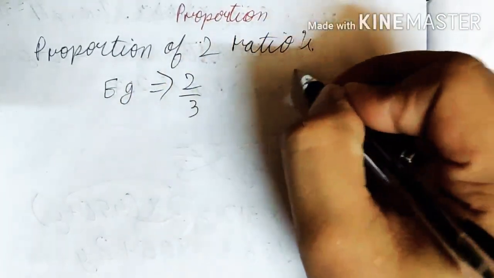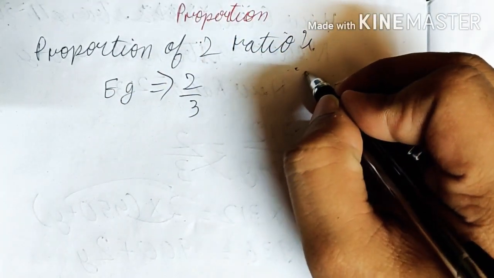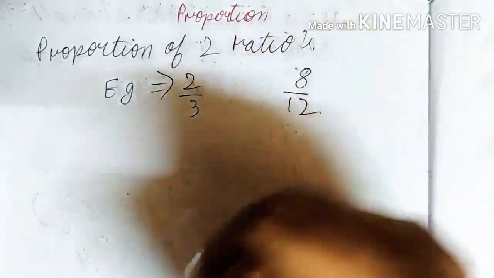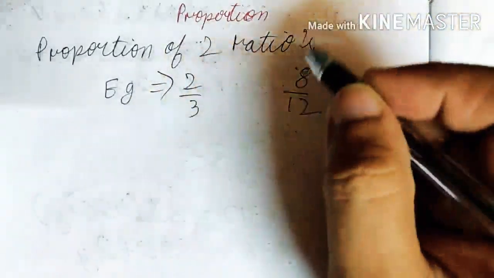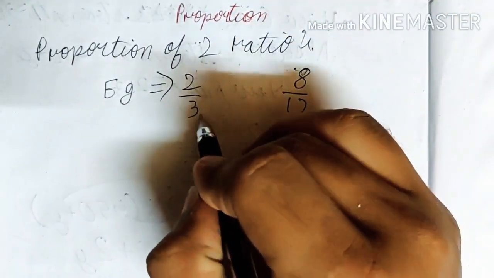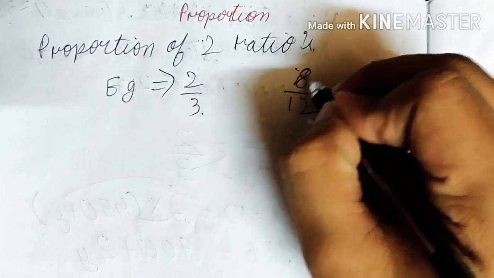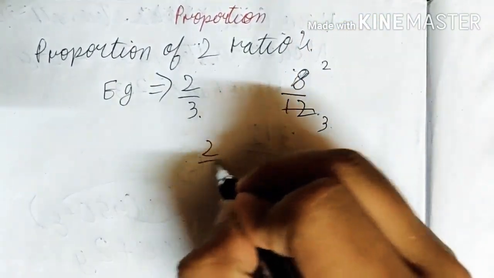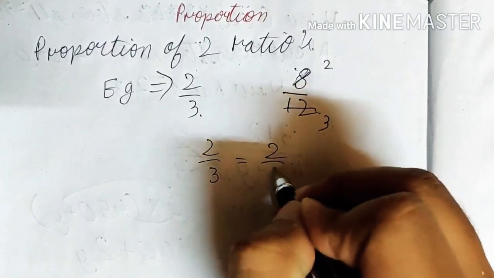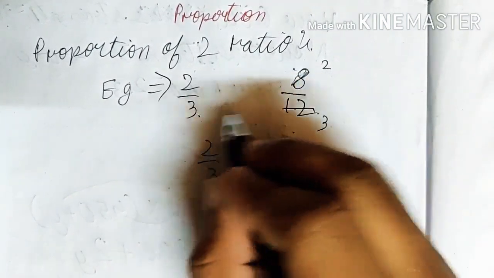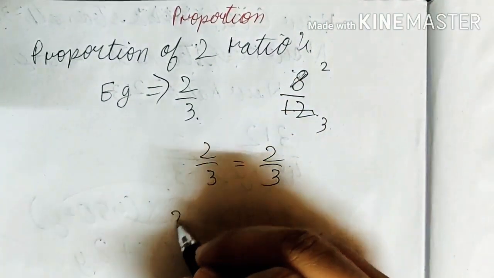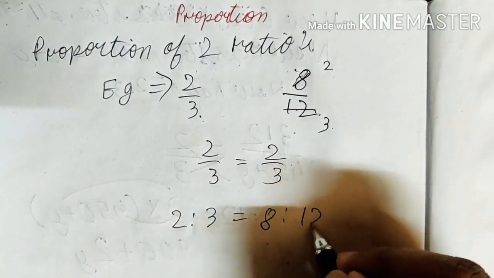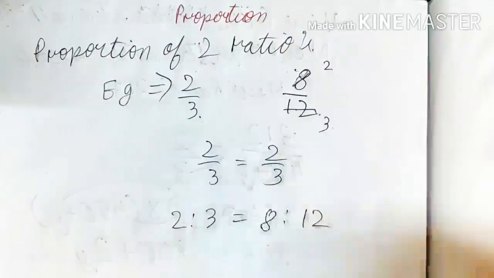2 upon 3 and 8 upon 12. If we try to reduce them to the smallest form, 2 upon 3 and 8 upon 12, if we cut this, we will get back 2 upon 3. So 2 upon 3 was equal to 2 upon 3. That is, these two fractions were equal, that is 2:3 was equal to 8:12. Yes, these were in proportion.